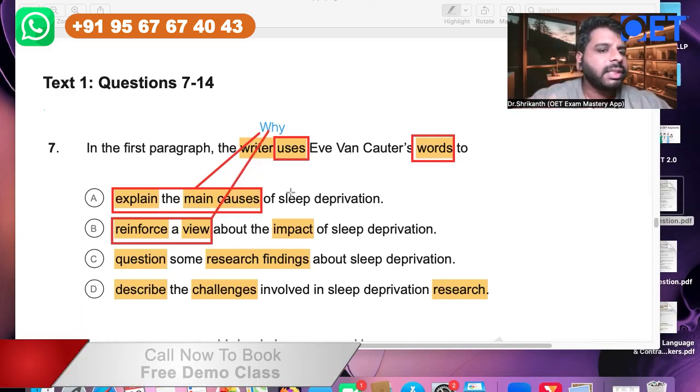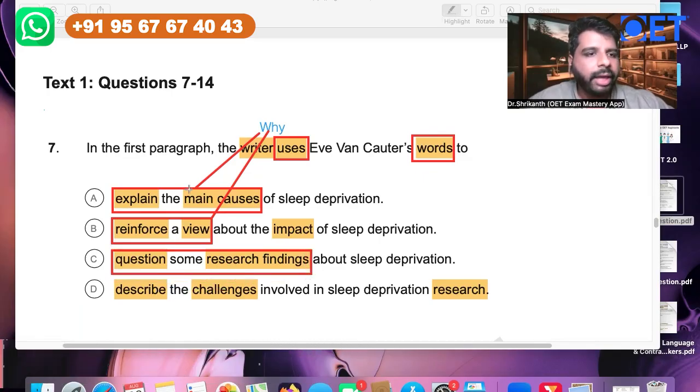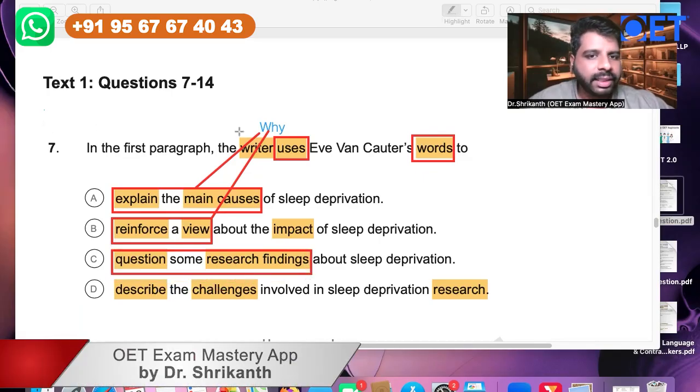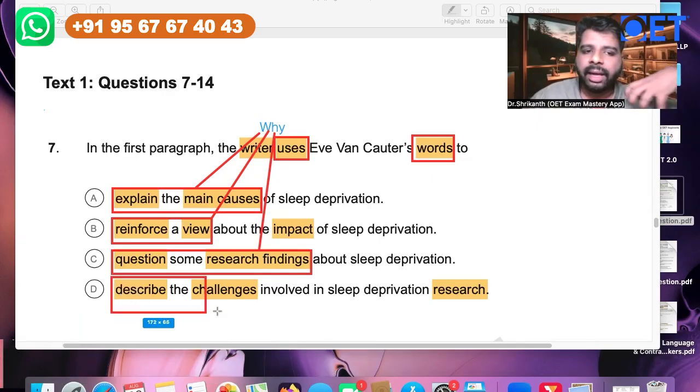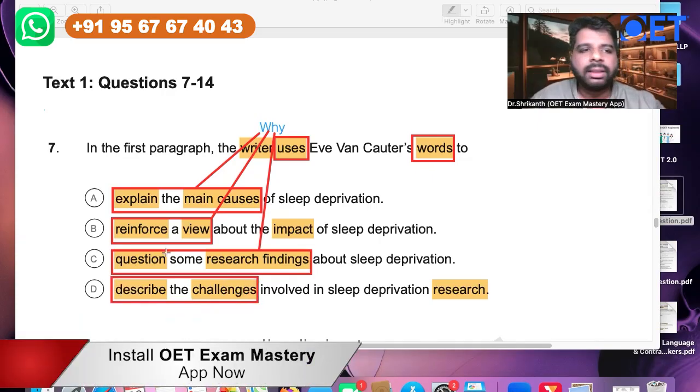Answer option C, what is the action over here? Questioning, right? He is doubting. He is questioning some research findings. So that is the action over here. This is the verb over here. And for this reason, he is using Yvonne Cotters words, right? And finally, describing the challenges. So what is he doing? What is the action over here? There are certain challenges, and he is describing the challenges involved in sleep deprivation research.